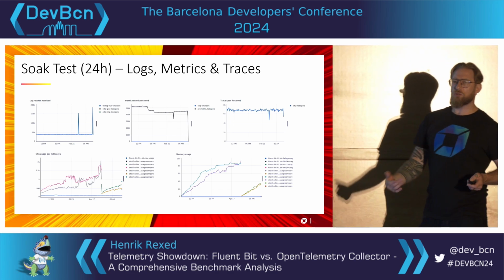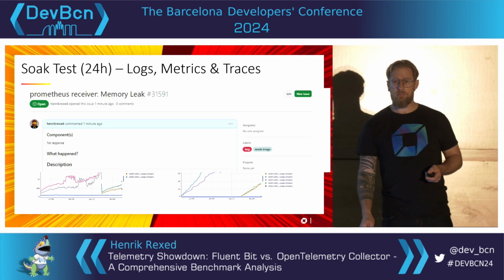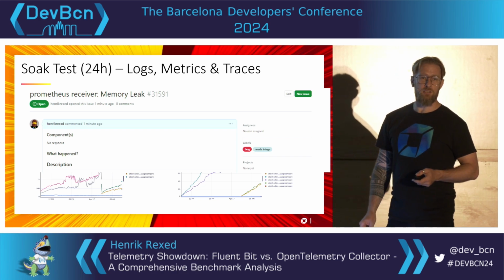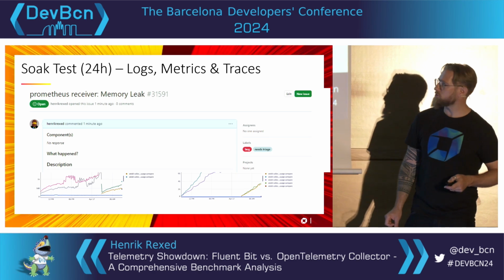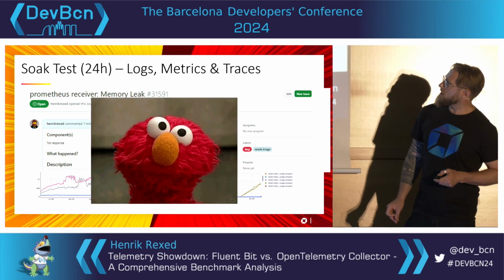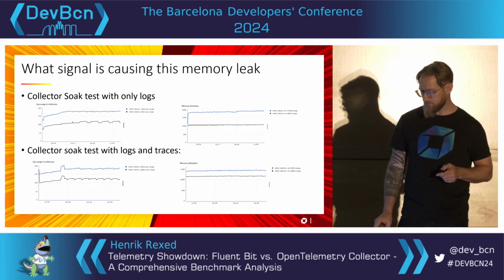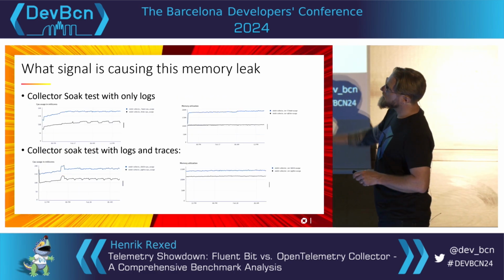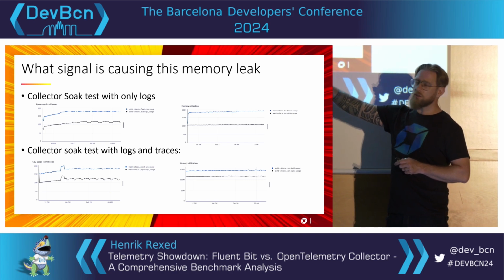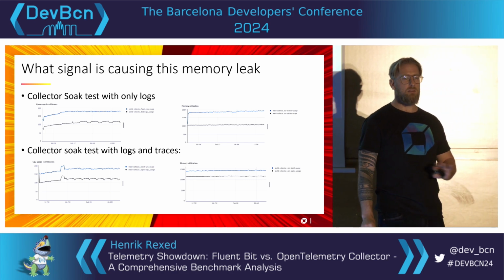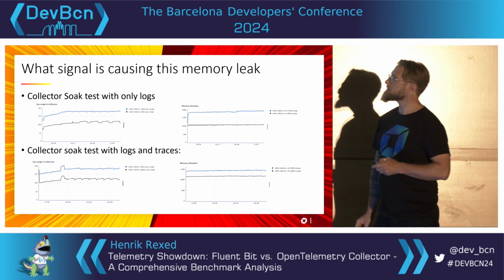So before alerting everyone, which I did, I said, guys, there's a memory leak on the collector, and I think it's only on the metrics, and I will confirm that with a few tests. Let's figure out which signal is causing this. So I did the same soak test with only logs, and with logs and traces, and the collector is stable, nothing moves. So there is something with the metrics.